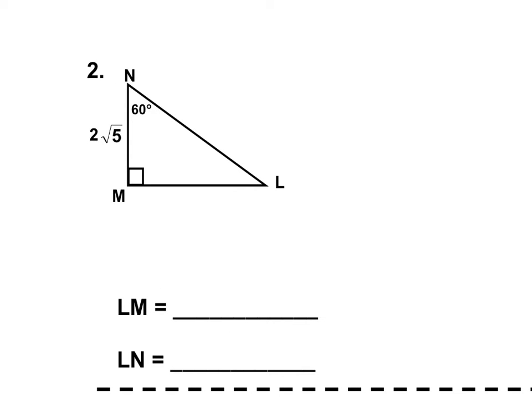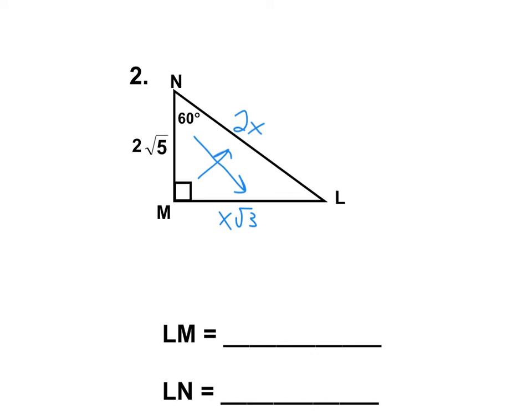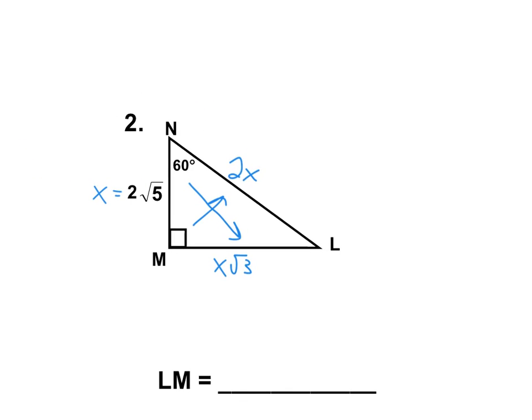So I'm going to go ahead and label every side because this can be tough. I'm going to say, okay, here's my 2x. Across from here is our x square roots of 3. And then the short side, this is my x. So they actually told us what x was, so I can find both the other sides pretty easy.